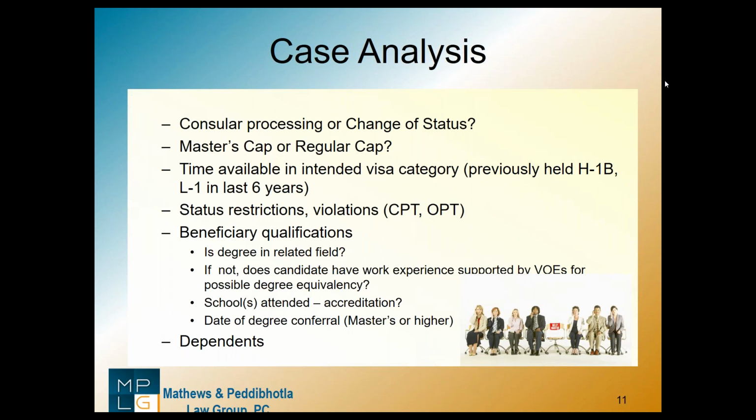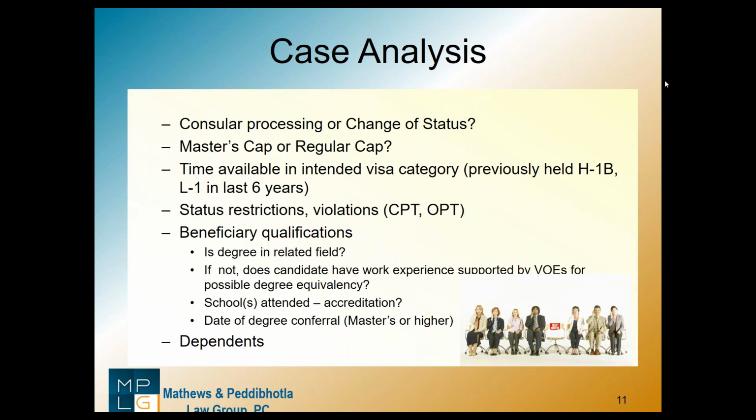One of the biggest things that we're seeing with RFEs in the last 6 to 8 months is the attack on degrees. So as most of you know, you've heard from me, mechanical engineering for technical roles just hasn't cut it for the last couple years. We don't recommend filing for candidates who have just a bachelor's degree in mechanical engineering for technical roles. However, there is a consideration if they have work experience supported by verification of employment letters for a possible degree equivalency. And I'll get into that in just a second.